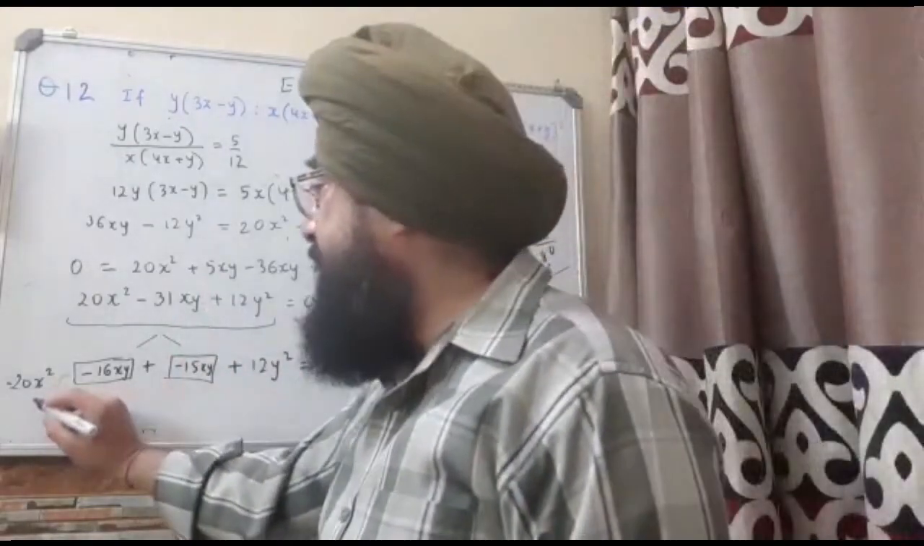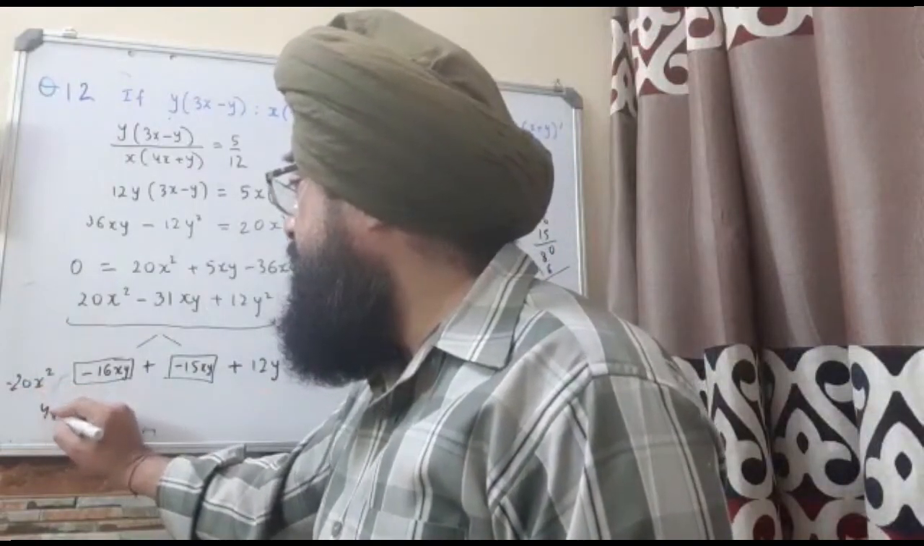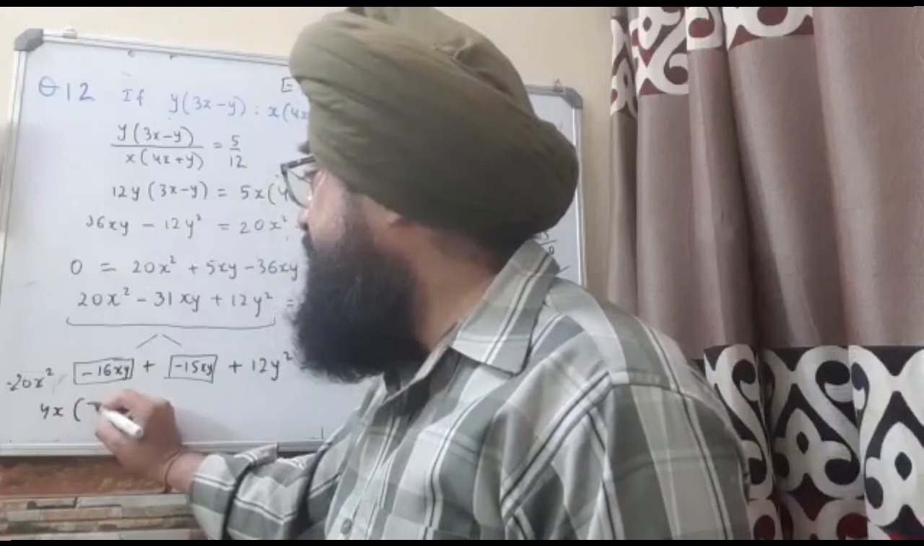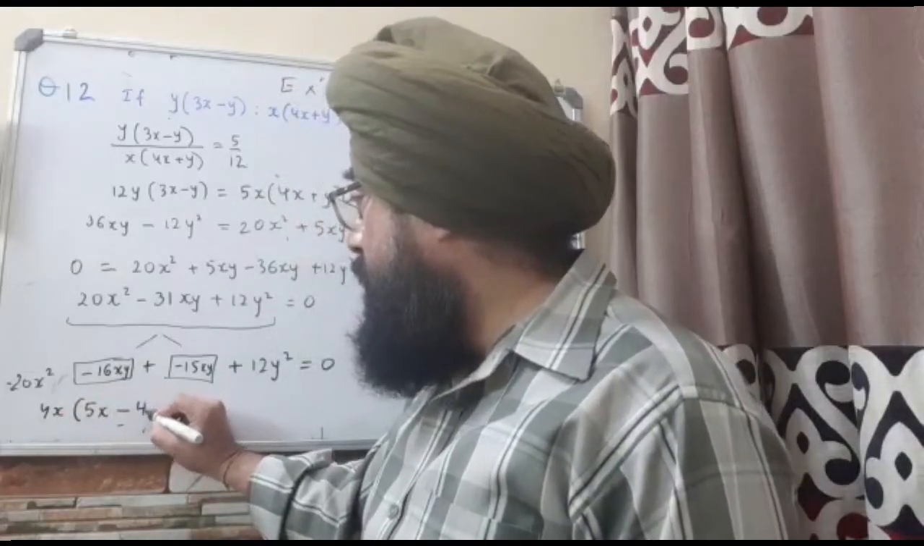So now I can do the pairing. So I do the pairing. So I take, say here, 4x common. I am left with 5x minus 4y.